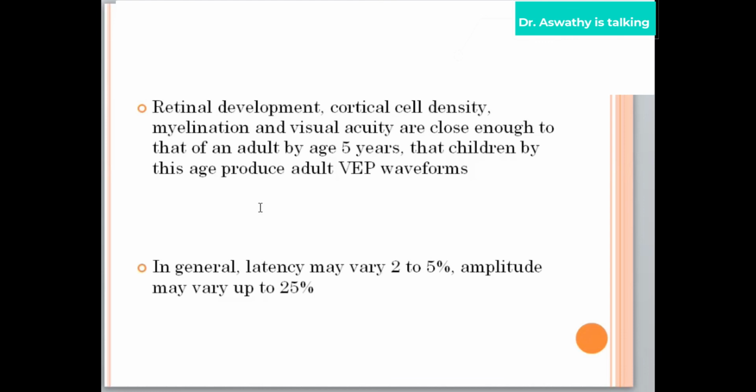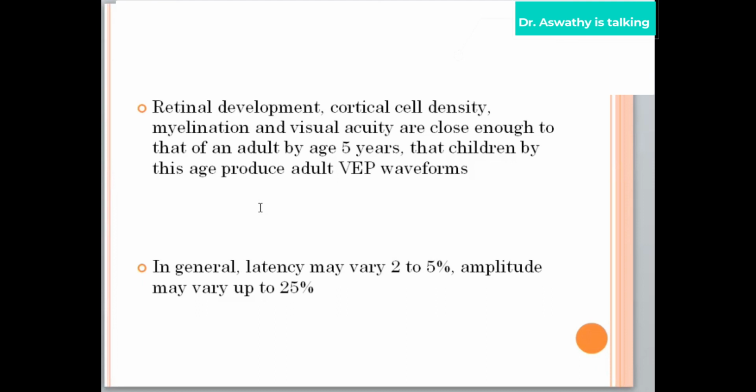The retinal development, cortical cell density, myelination, and the visual acuity are close enough to that of an adult by the age of 5 years. So children at this age can produce an adult VEP form. Actually, by 3 years itself, the child can produce an adult VEP form, but at that age, the fixation is the problem. In those cases, it's better to use the flash VEP.